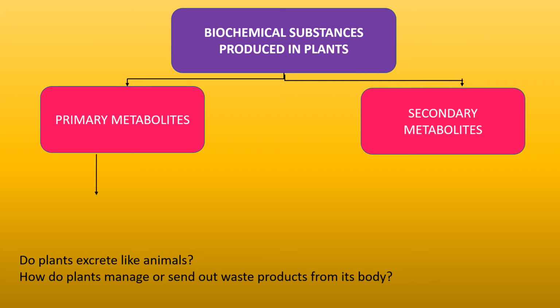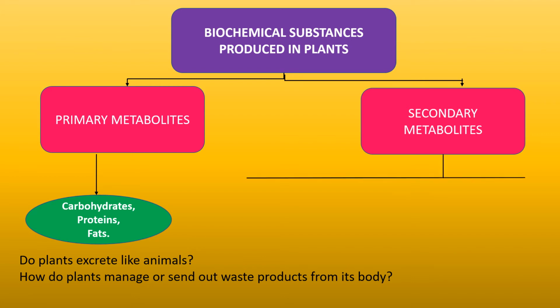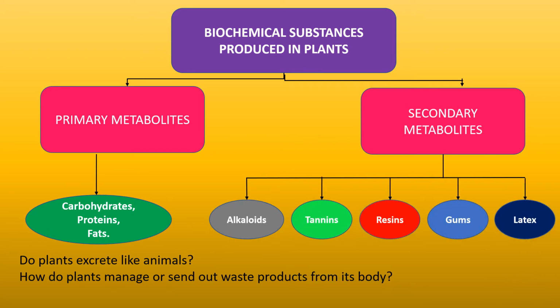The materials like carbohydrates, fats, and proteins are primary metabolites. The materials which are not required for normal growth and development are secondary metabolites like alkaloids, tannins, resins, gums, and latex. Though plants produce these chemicals for their own use, man found the usage of these chemicals for his own benefit. They are generally colored and fragrant.